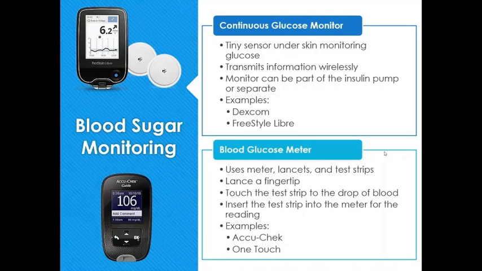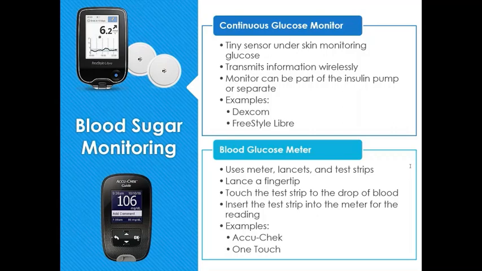When we talk about blood sugar monitoring, there are two different pieces of equipment. We can use a continuous glucose monitor or a blood glucose meter. A continuous glucose monitor, or a CGM, uses a tiny sensor under the skin that monitors blood glucose. The sensor then transmits the information wirelessly to the monitor. The monitor can be part of an insulin pump or separate. Examples include Dexcom or Freestyle Libre.